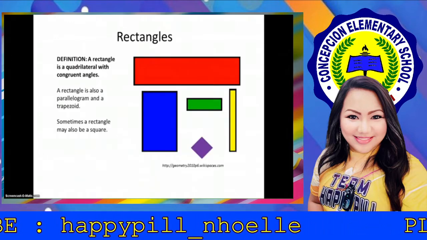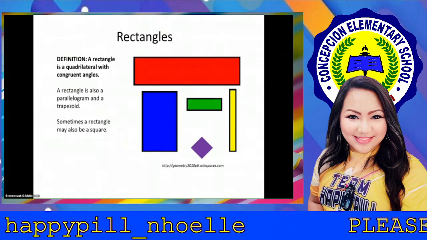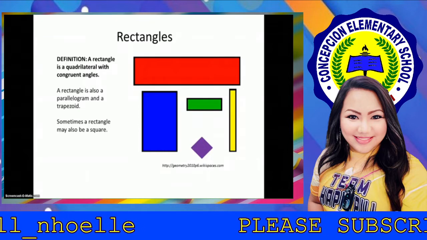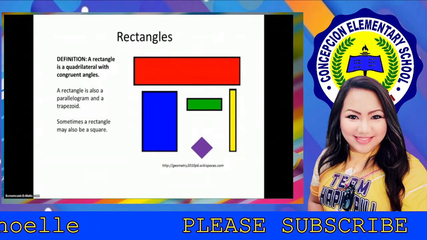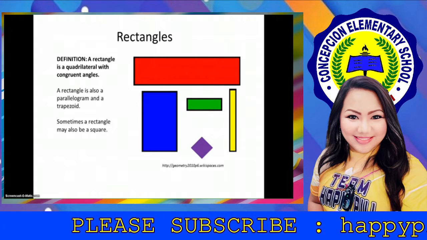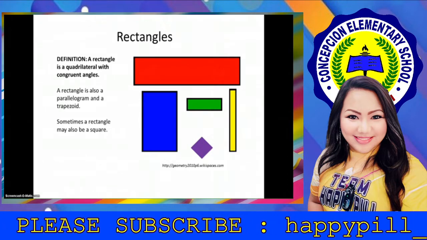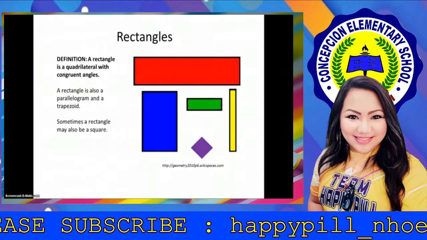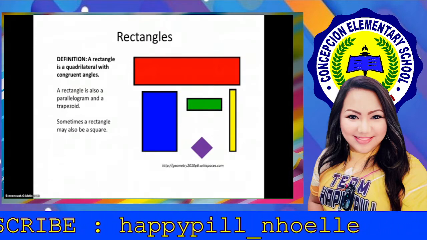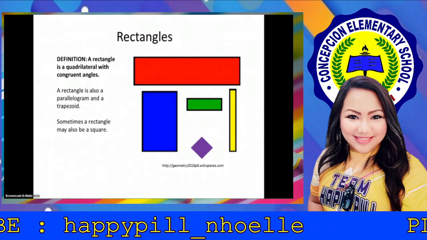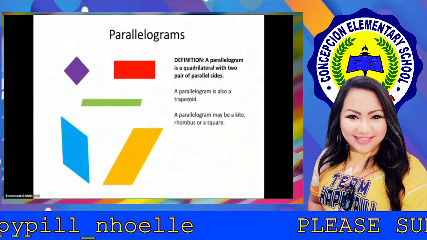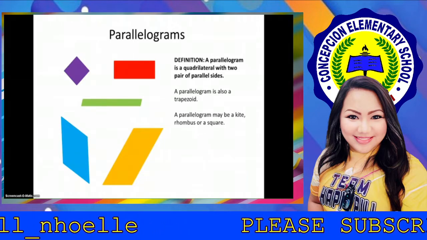A rectangle is a quadrilateral with congruent angles. For a rectangle, we don't really put any limits on the sides. They can be any length. What we put a limit on are the angles. All 4 must be the same. Of course, we know all 4 are right angles and measure 90 degrees. A rectangle is also a parallelogram and a trapezoid, and sometimes it can be a square if you pick a very special rectangle. A parallelogram is a quadrilateral with 2 pairs of parallel sides.